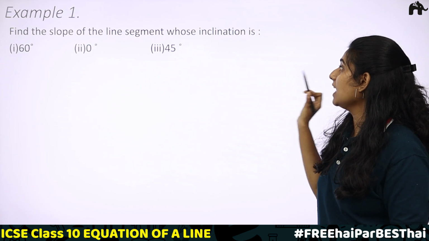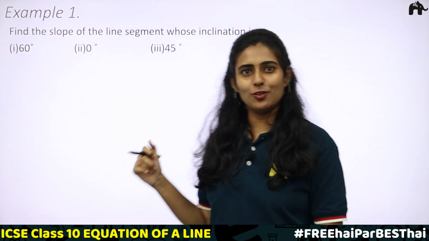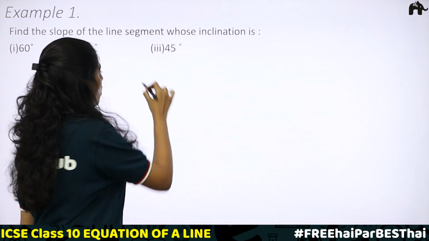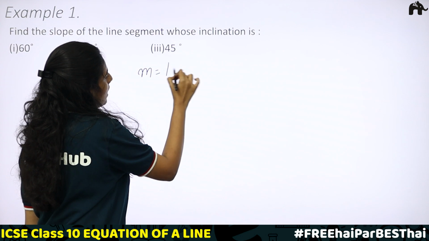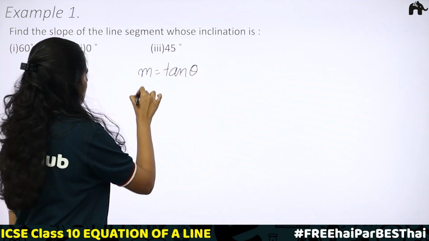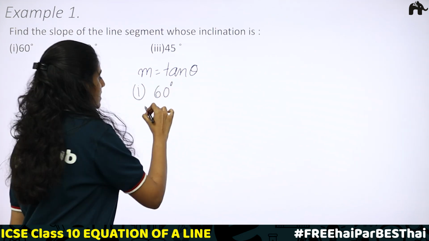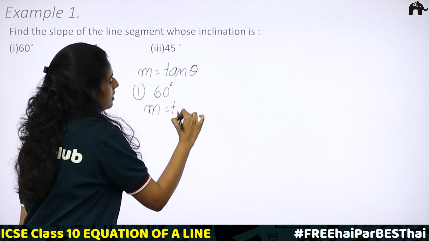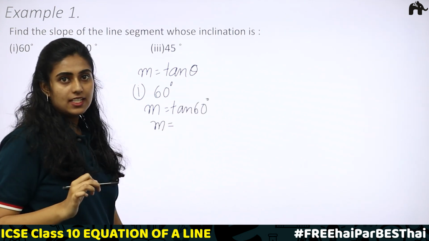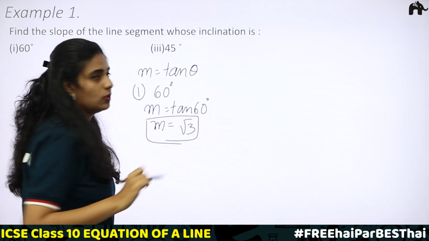Find the slope of a line segment whose inclination is given. Three angles are given. When angles are given, we know how to find the slope. We have slope M is equal to tan of inclination angle theta. In the first question, we have angle 60 degrees. Then what is the slope? M is equal to tan of 60 degrees. Tan 60 degrees is root 3. So M is equal to root 3.